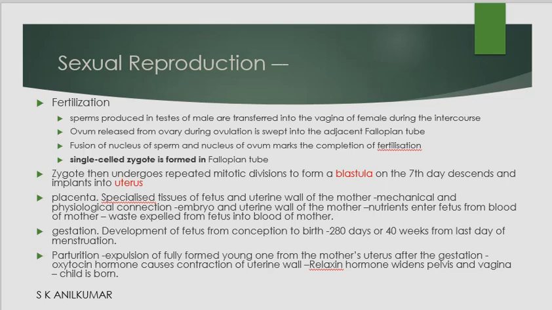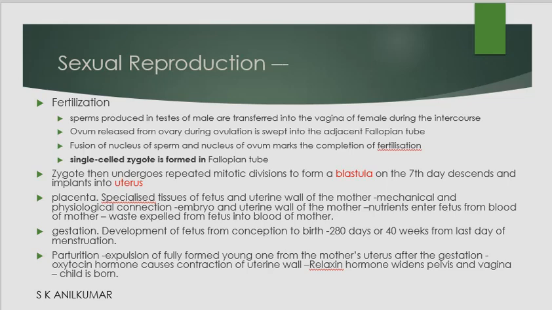What is gestation? Development of the fetus from conception to birth is called gestation. The period during which the fetus remains and develops in the mother's womb is called gestation. Normally it takes up to 280 days. That is almost 10 months, almost 40 weeks. And this is normally calculated from the last date of menstruation.